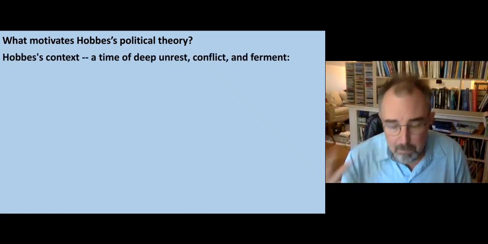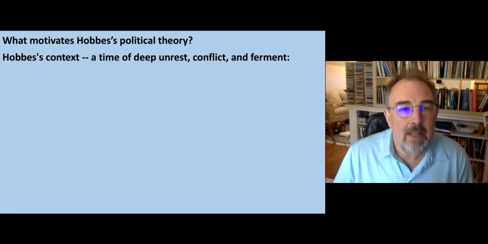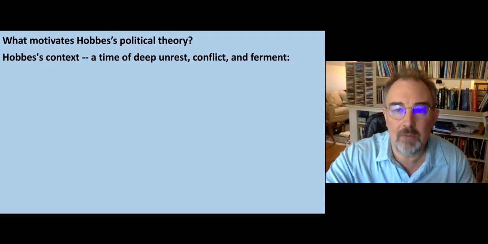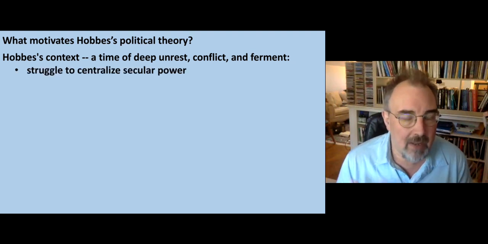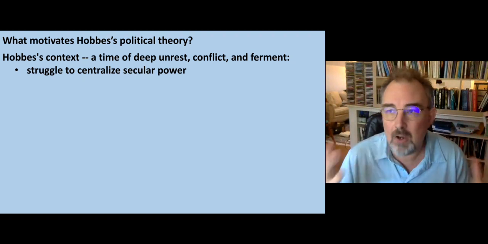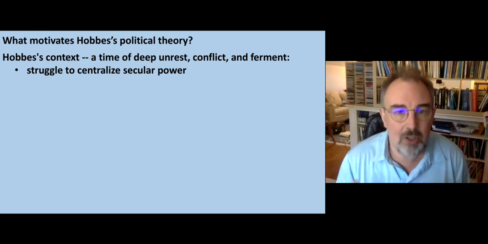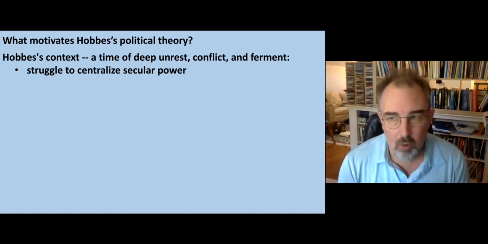What motivates Hobbes in developing this political theory? You've got to remember Hobbes' context is a time of deep unrest, conflict, and ferment. There are many different sources of this. Part of it I've already mentioned. The modern state is struggling to assert its supremacy and to centralize itself at the heart of its territorial jurisdictions.